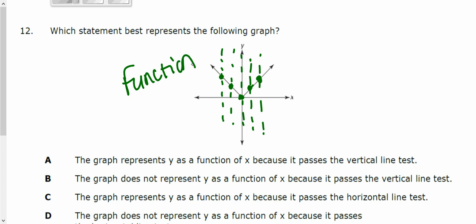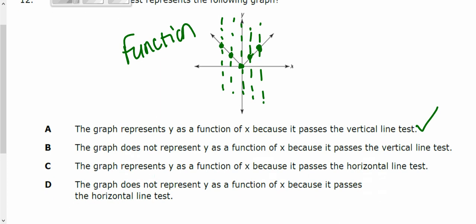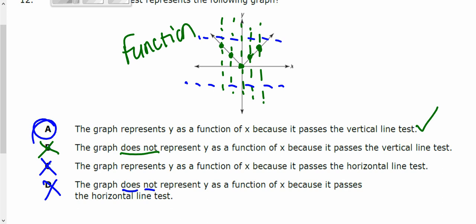So let's read again. The graph represents y as a function of x because it passes the vertical line test. That seems true. Let's keep reading. The graph does not represent y as a function of x. That's not right. The graph represents y as a function of x because it passes the horizontal line test. No, we don't do horizontal lines, and it wouldn't pass a horizontal line test anyway. So no. The graph does not represent y as a function of x. Does not, no, that's not true. We know it does. So A is my only possible answer.